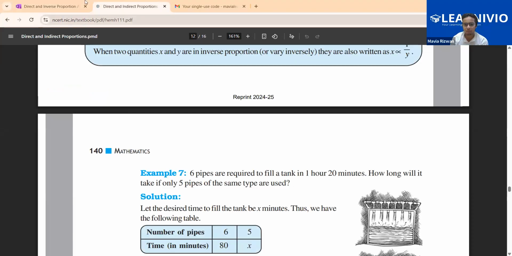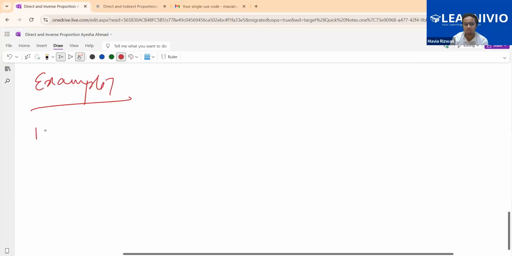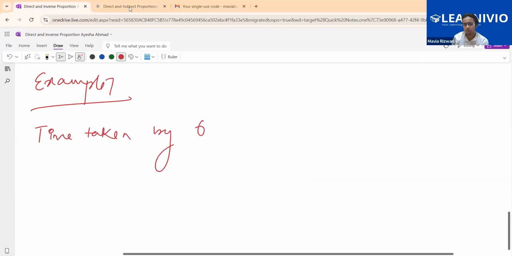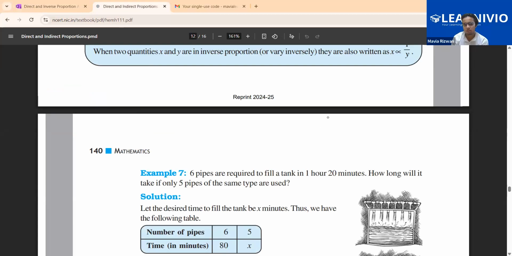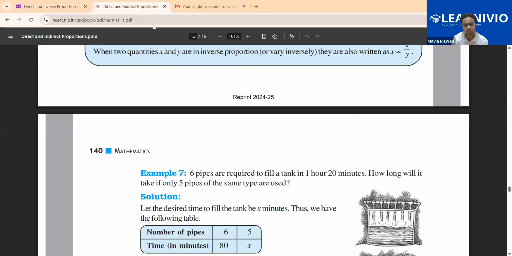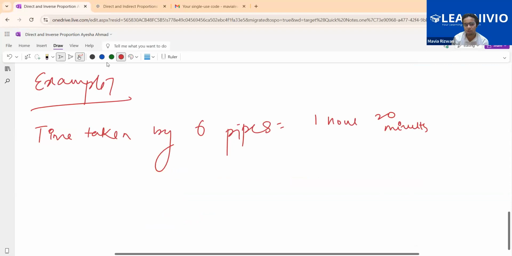So the water fill time taken by 6 pipes is equal to how much? 1 hour 20 minutes. Now they're asking how long will it take if only 5 pipes are used? Time taken by 5 pipes, we are going to find that.